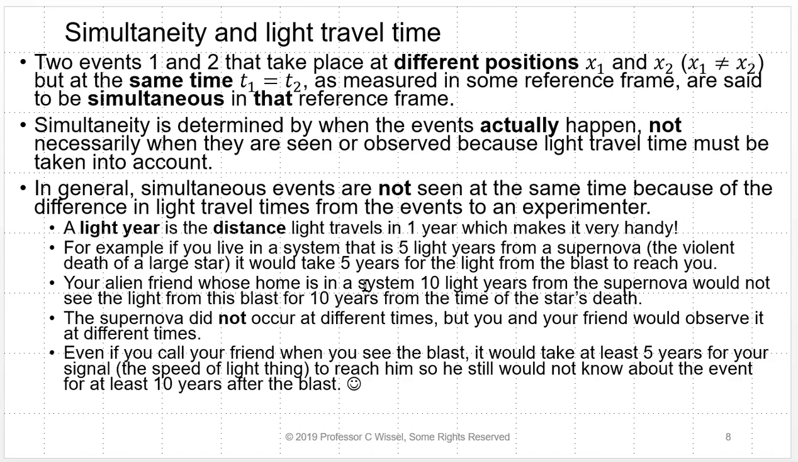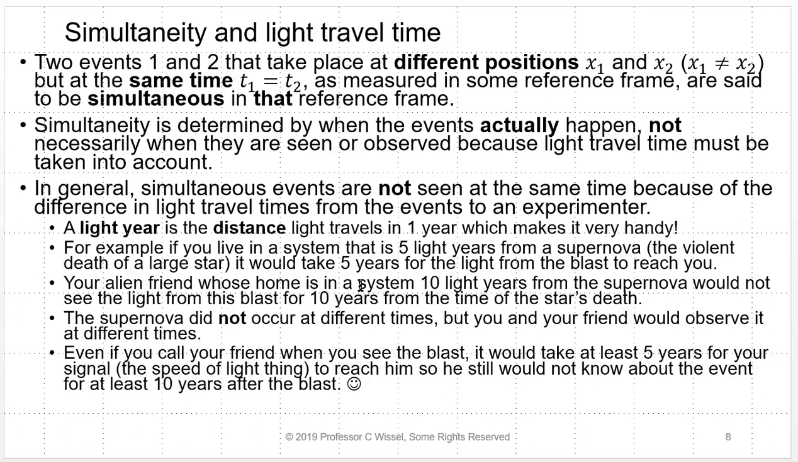Your alien friend whose home is in a system 10 light years from the supernova would not see the light from this blast for 10 years from the time of the star's death. The supernova did not occur at different times, but you and your friend would observe it at different times. He would observe it 5 years after you because he's 5 years further away. That is 5 years more light travel time.